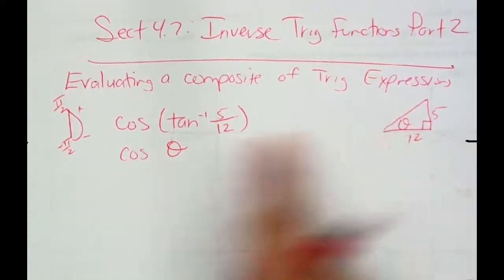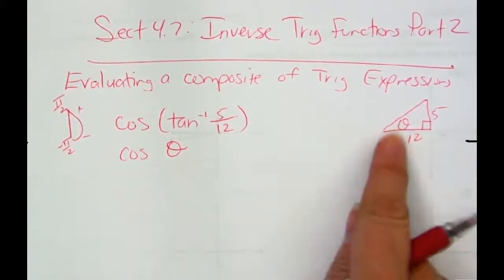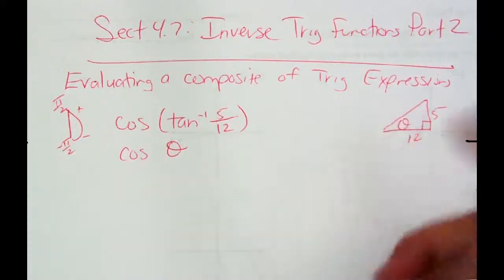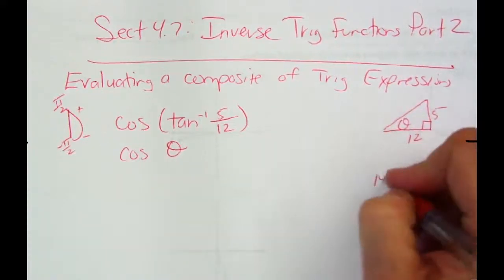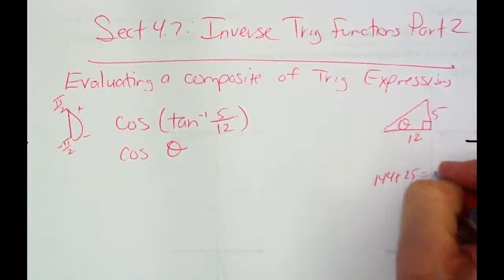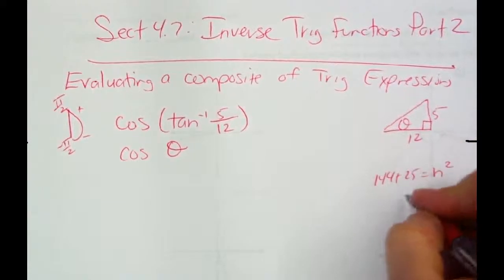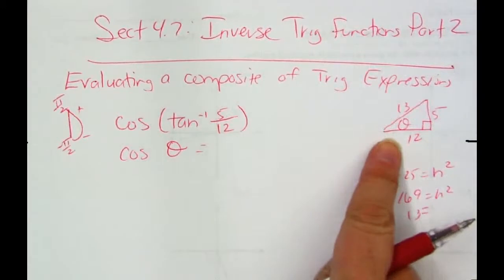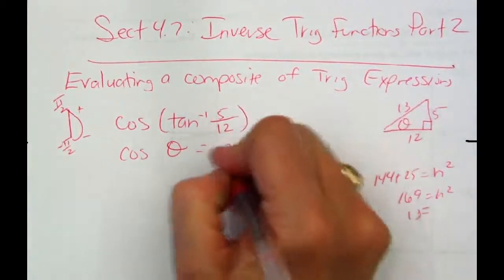So I'm going to take the cosine of that theta that I don't know. What's the cosine of that theta? Well, cosine is adjacent over hypotenuse. So what would that be? 144 plus 25 equals hypotenuse squared, so that's 169, so that's a 13. So the cosine of that theta is 12 over 13.